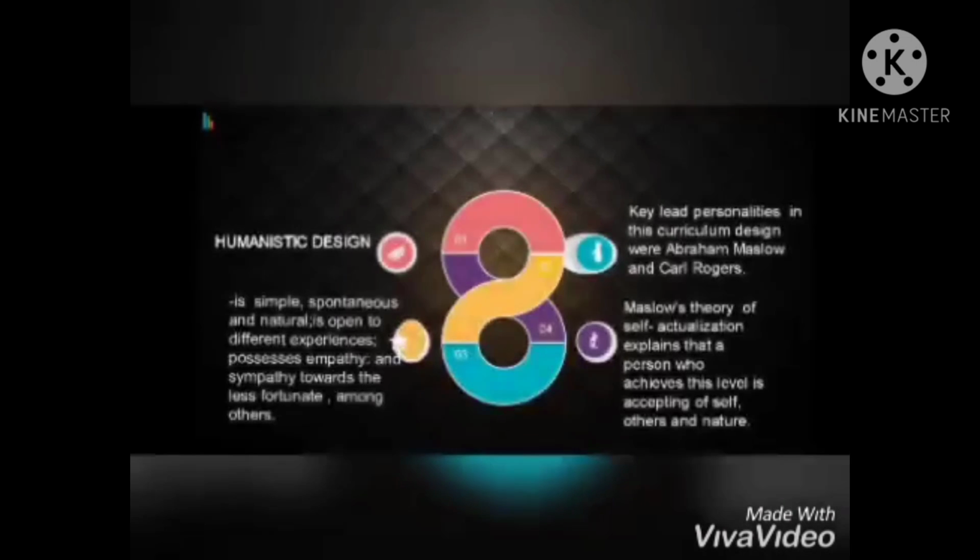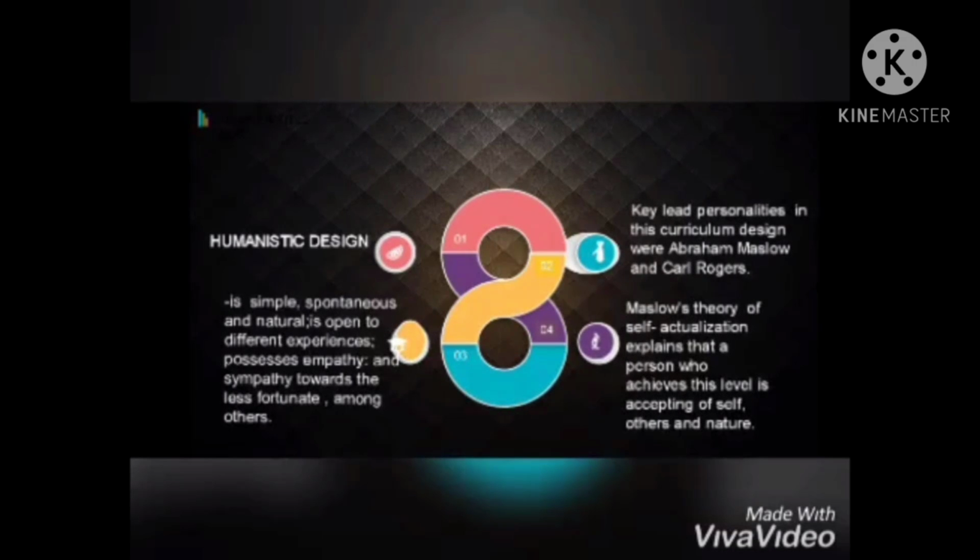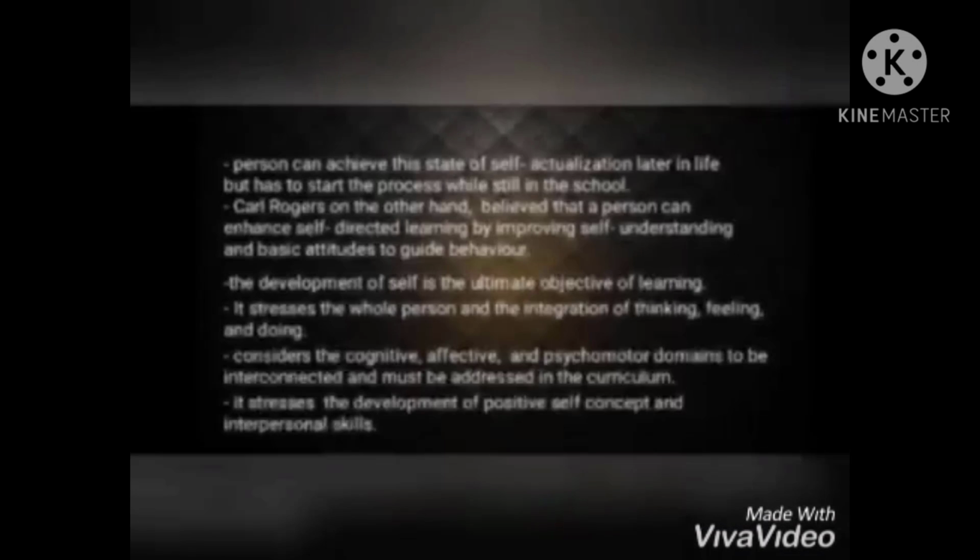And the humanistic design. The key lead personalities in this curriculum design were Abraham Maslow and Carl Rogers. Maslow's theory of self-actualization explains that a person who achieves this level is accepting of self, others, and nature, is simple, spontaneous, and natural, is open to different experiences, possesses empathy and sympathy towards the less fortunate among many others.